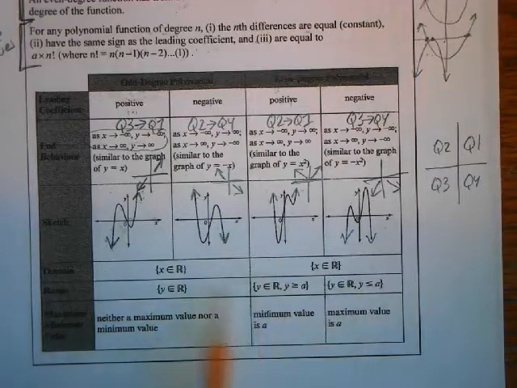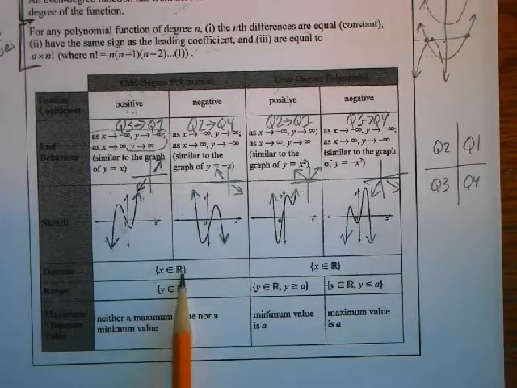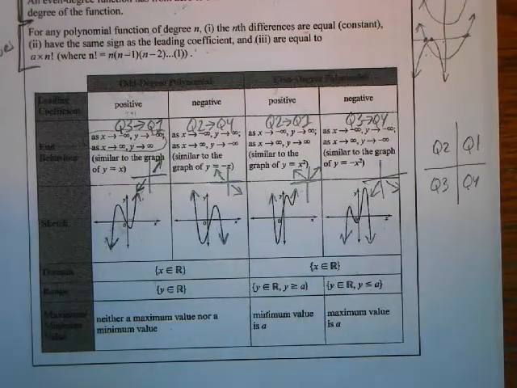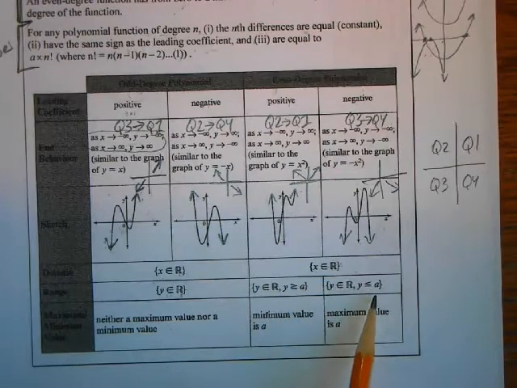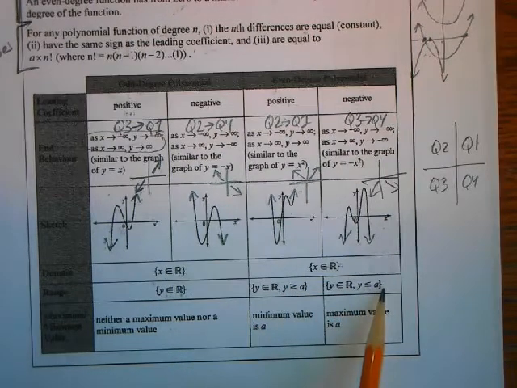Okay, domain and range, we've already talked about this. The domain for both of them is any real numbers. The range, if it's an odd degree, y is any real number. And for even degree, this is the case where we have a global min or max that restricts the range. It has to be either greater than or equal to that point, or less than or equal to that point.